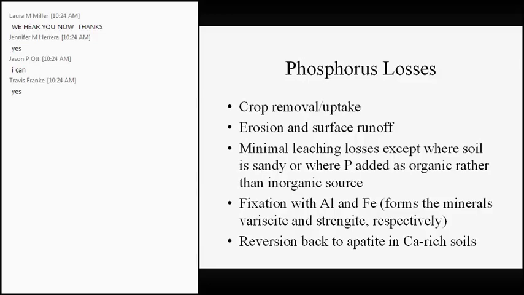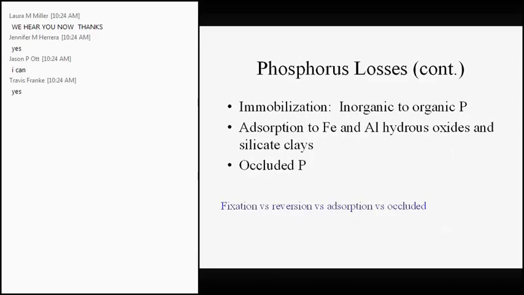Another loss is with iron and aluminum and with fixation, and then the reversion back with the apatite to the calcium-rich soils. Immobilization, so we can actually immobilize the phosphorus again, and if we're seeing that immobilization, then we actually take that phosphorus that was in the inorganic form, and the microorganisms use it to start the breakdown of organic materials, and so they convert it back to the organic form of phosphorus. Again, the immobilization is a short decrease in the amount of phosphorus that's available to the plant.